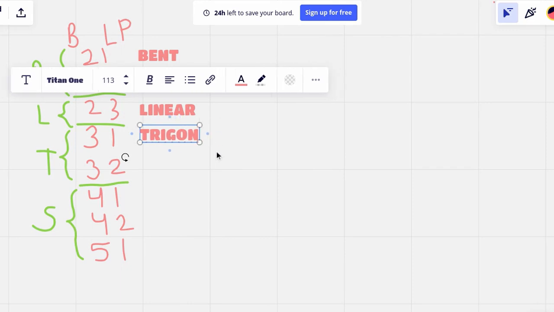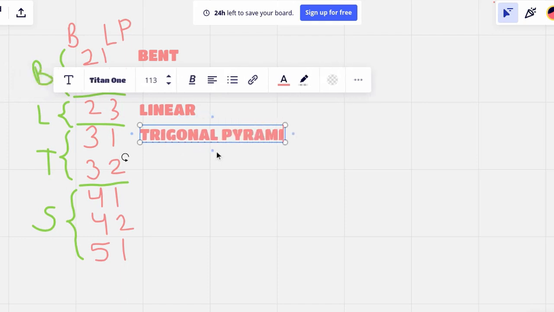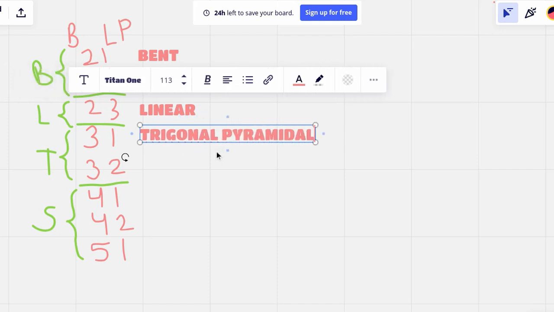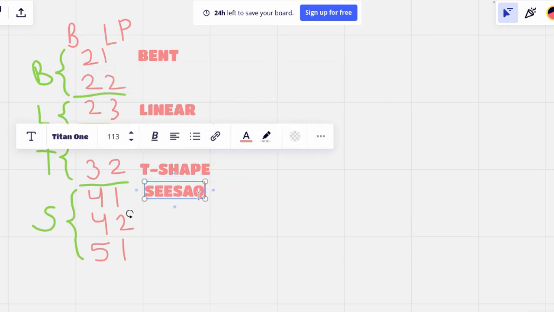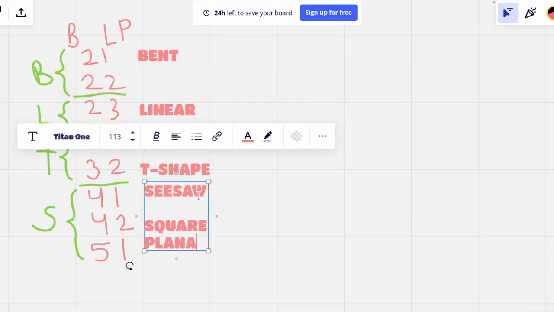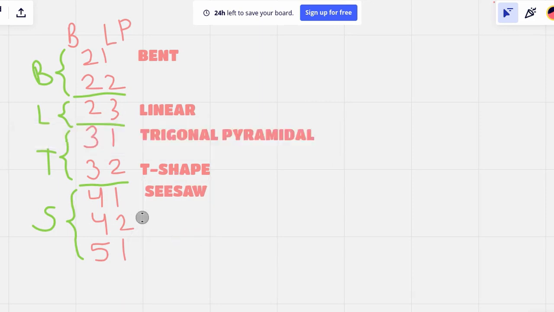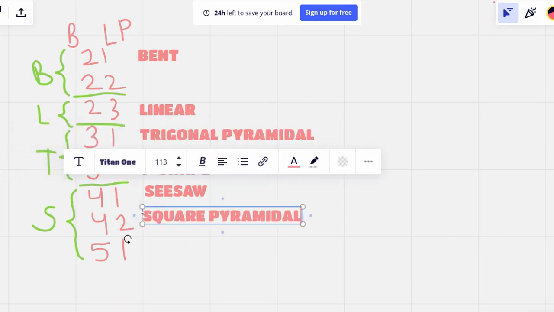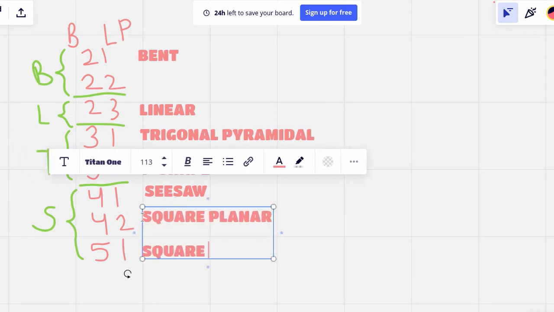Okay, trigonal pyramidal, and then you've got T-shape, and both of these T's once again correspond with the T in the acronym. Then seesaw, square planar, and the last one will be square pyramidal.